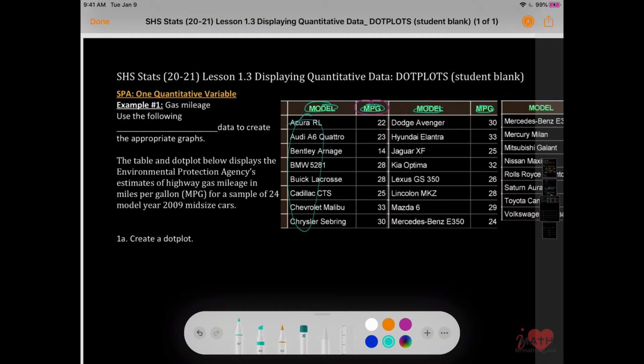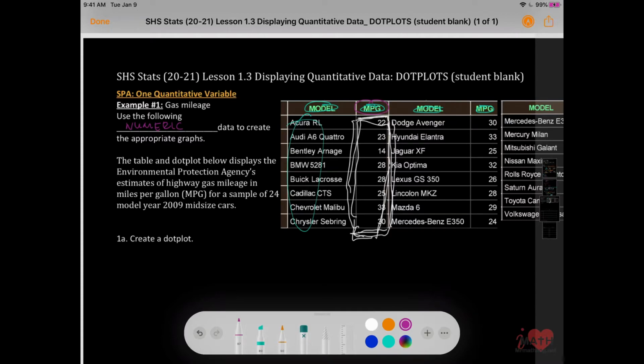We talked about that, right? And look at this data here. Are these words or are these numbers? They're numbers, so not categorical, it's quantitative. And in quantitative, they've given us numerical data to create the appropriate graphs.